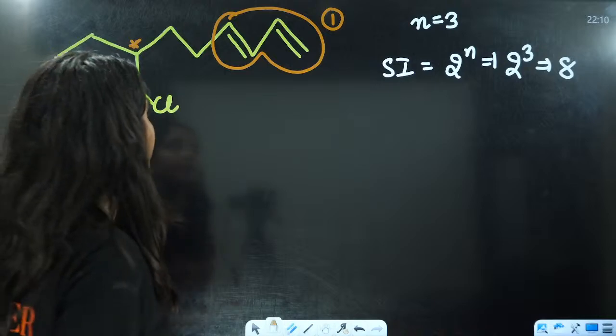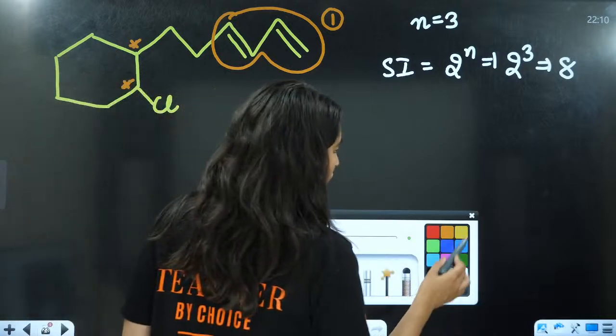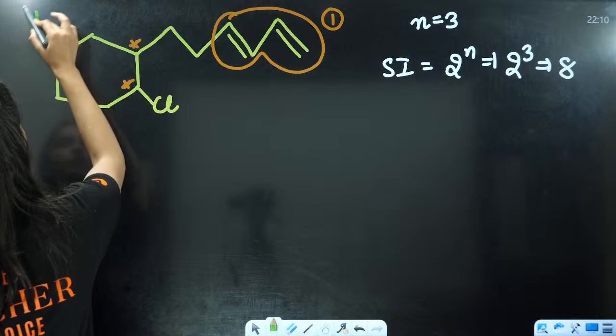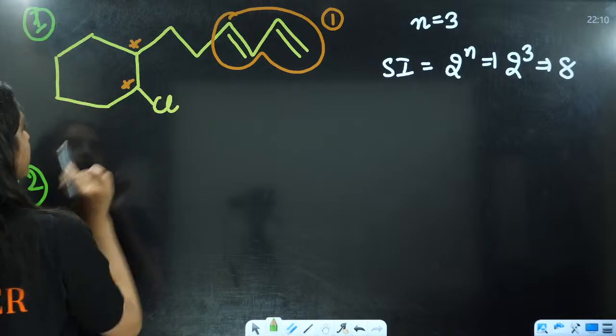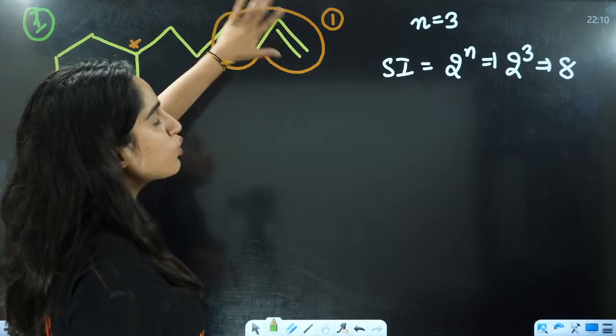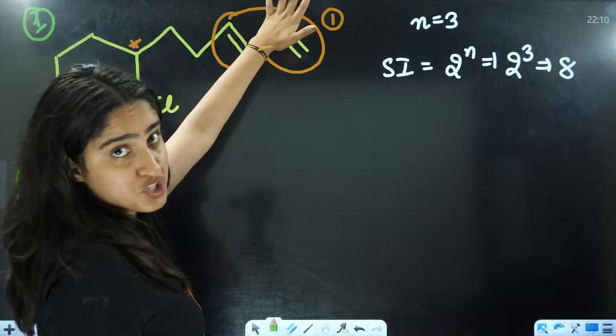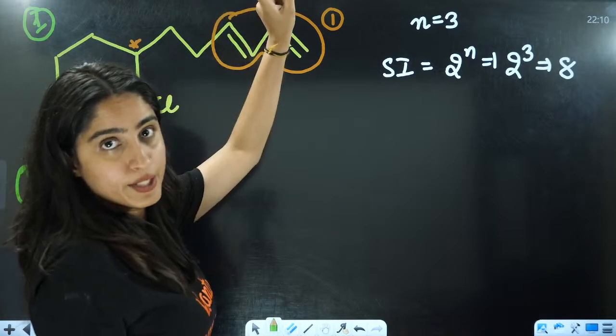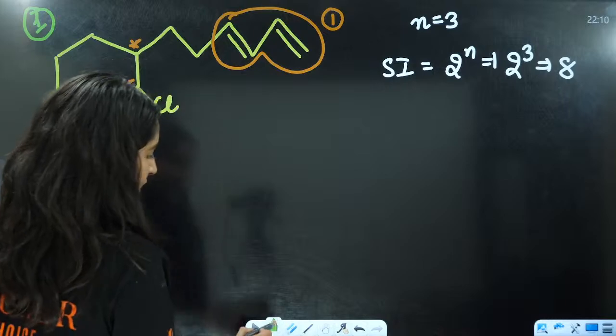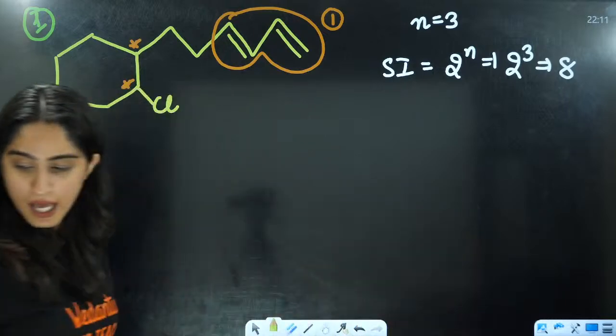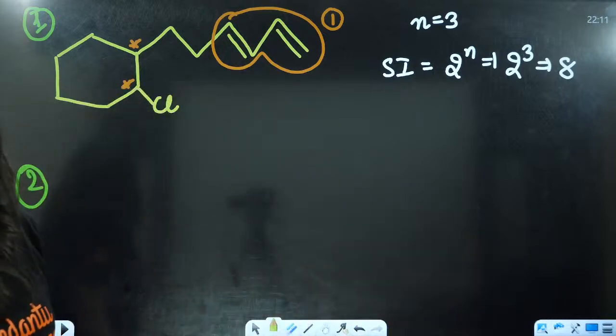Any problem here? This is the first question. The 2 chiral centers plus these 2 double bonds in alternate positions will be taken as 1 only. Right? Okay. Now, the next question that we have.